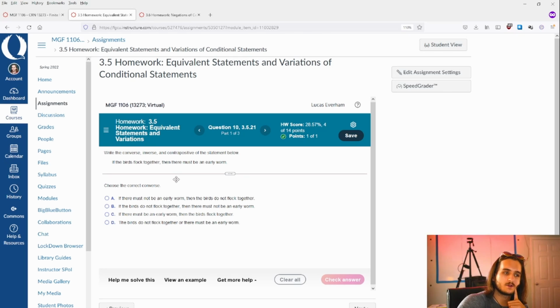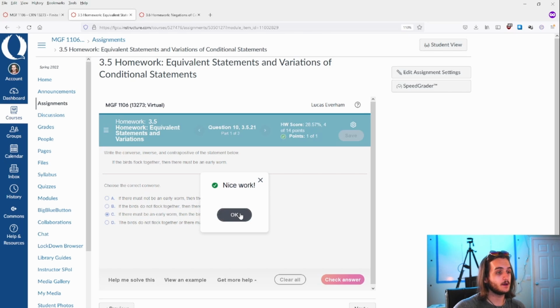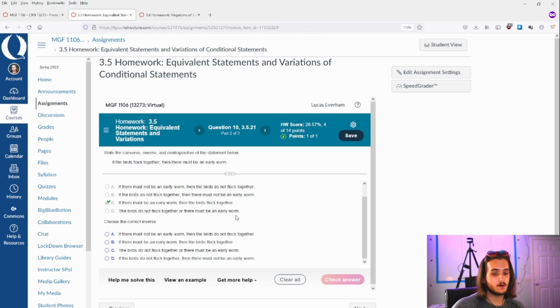The converse, when we're looking at these statements, is essentially just flipping them around. It's flipping around the ideas that we're looking at there. So you just take each part and reorganize them. If P is "the birds flock together" and Q is "there must be an early worm," then we would get the converse by saying if there must be an early worm, then the birds flock together. The converse is just a matter of flipping the order.